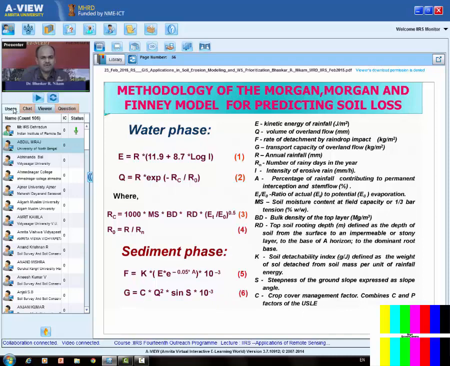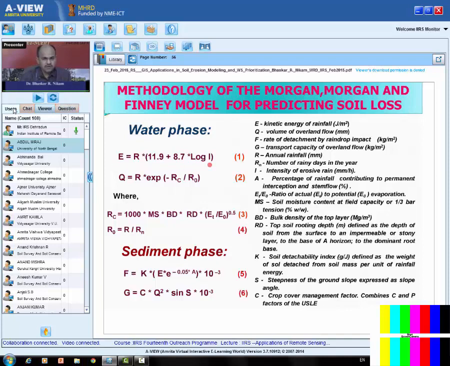Now there are three variants of the MMF model: MMF, then revised MMF, and modified MMF. So we'll see MMF and revised MMF, one by one. First of all, to calculate the kinetic energy of rainfall, you need the total rainfall and the intensity. Now you can see this equation is almost similar to the equation that we have seen in the revised universal soil loss equation, where in the EI30 factor the kinetic energy was calculated using the same kind of equation.